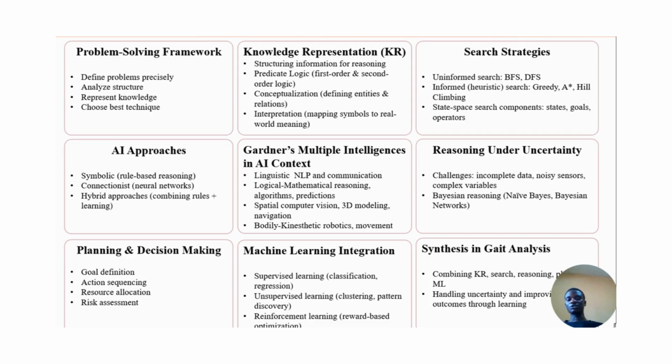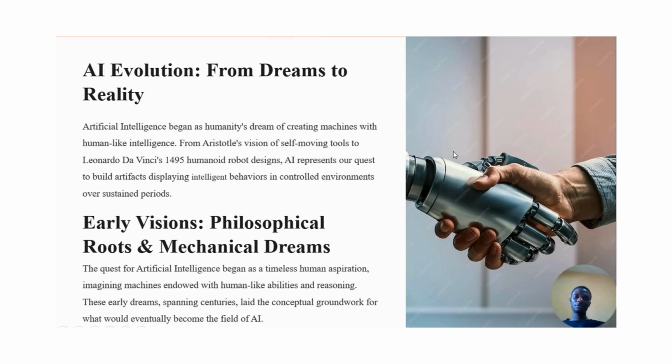With that said, we also look at how reasoning and uncertainty can help us achieve better models, decision making and planning, and then machine learning integration. Then finally, synthesis in gate analysis will definitely be our last point of discussion. With that said, let's dive in and begin with our first aspect.